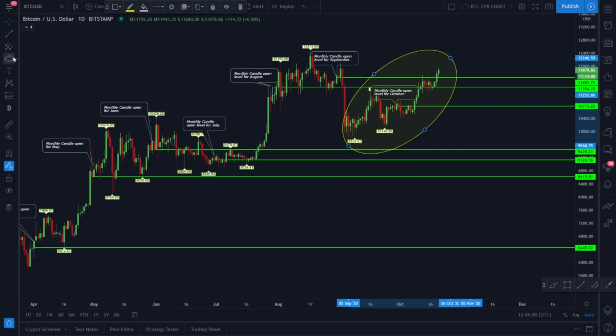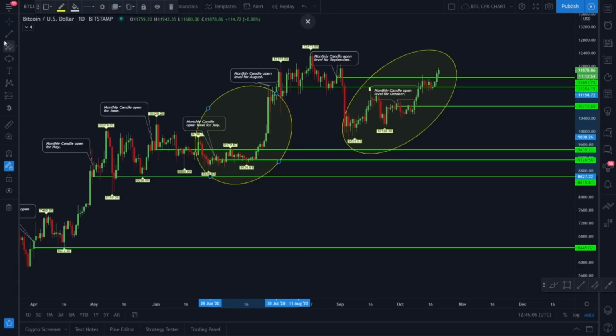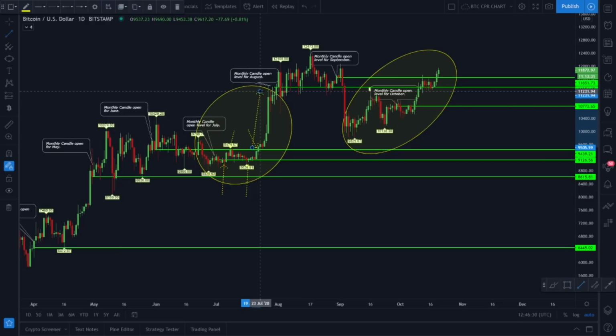And why? Because you can see here we had a similar price structure when the price of Bitcoin found itself trapped between these two lines. This line was the monthly candle open for June, and to the downside the monthly candle open level for July was the support. So we were trapped between the monthly candle levels of June and July. Price headed sideways, but when we had this breakout here, guys, the price went completely nuts. You can see how bullish the price started heading after that, because we didn't have any monthly candle open resistance to stop the price moving in the upper direction.